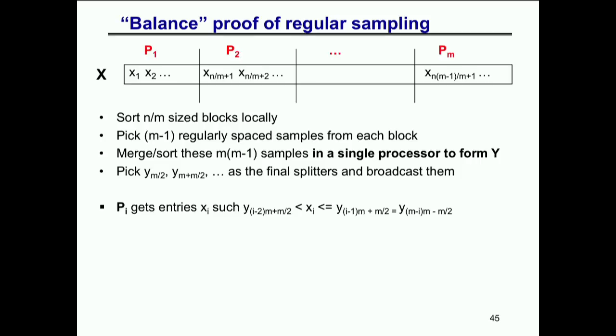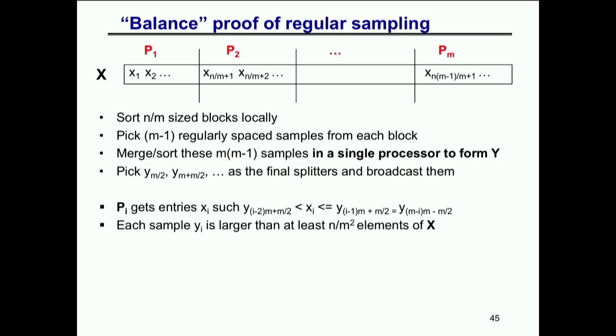Make sense? Everyone sent you m minus 1 elements. You're just regularly sampling the output. The distances of these are the same too. So both in the local sample selection and in the global sample selection, you're basically choosing every mth element.